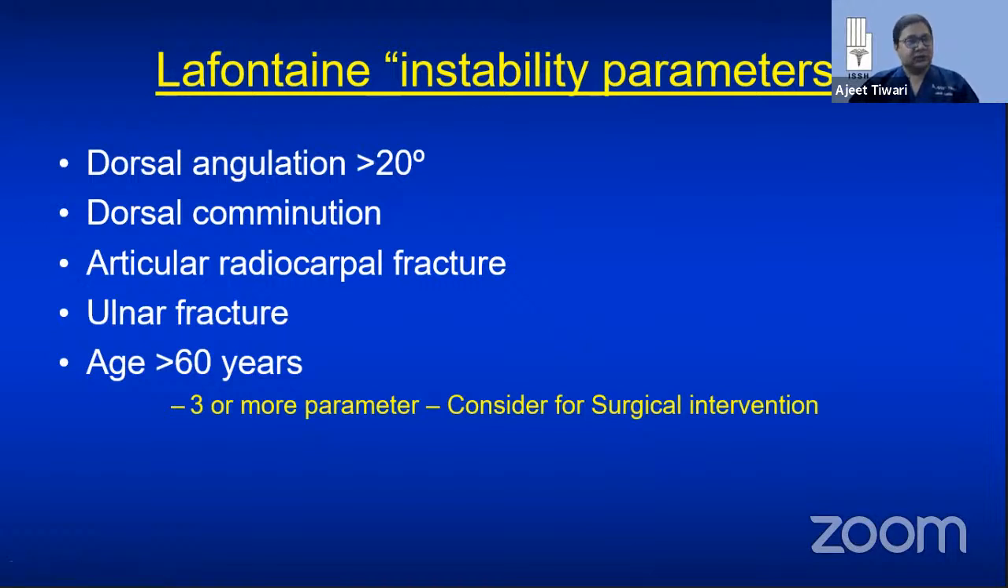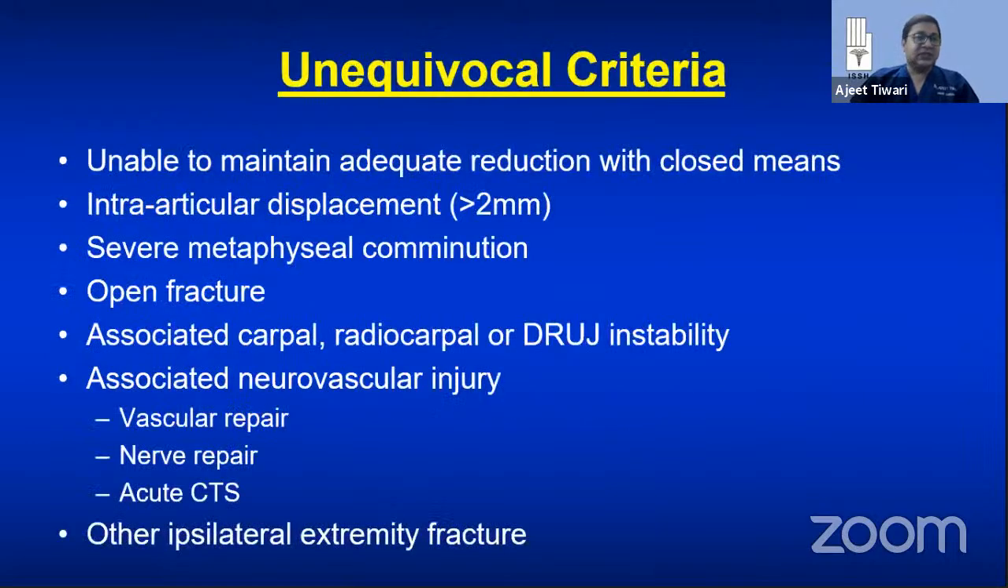Once it is decided that we need surgery for this patient, what kind of surgery? There's another important criteria. This is an important slide, that's why I put it here. These are the unequivocal criteria: when the patient is unable to maintain adequate reduction by closed means, there's intra-articular displacement of more than 2 millimeters, a severe metaphyseal comminution, an open fracture, associated radiocarpal or distal radioulnar joint instability, a neurovascular injury, or ipsilateral extremity fractures.